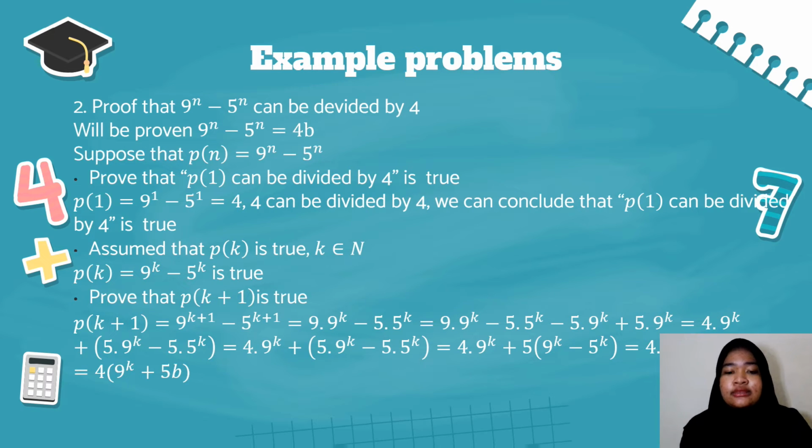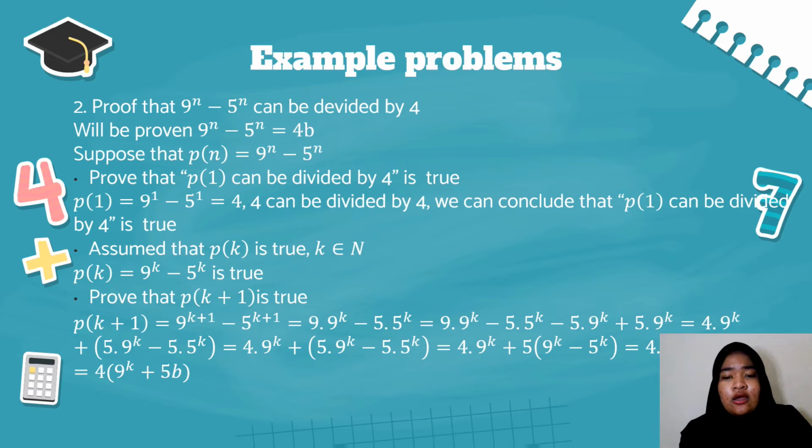So we get 9 times 9 power k minus 5 times 5 power k minus 5 times 9 power k plus 5 times 9 power k, which is equal to 4 times 9 power k plus 5 times 9 power k minus 5 times 5 power k, which is equal to 4 times 9 power k plus 5 times (9 power k minus 5 power k).